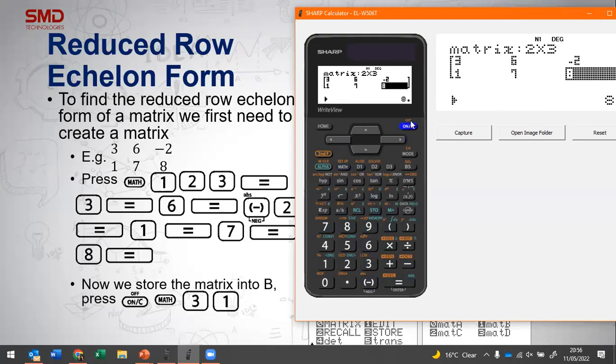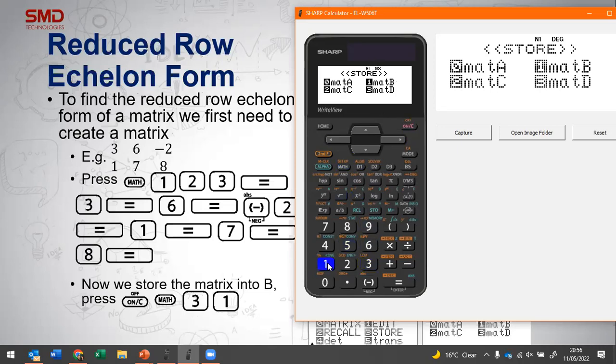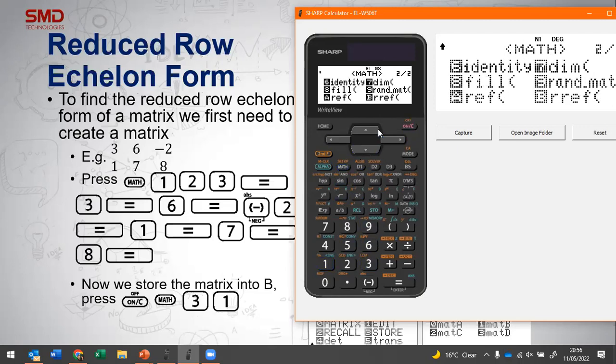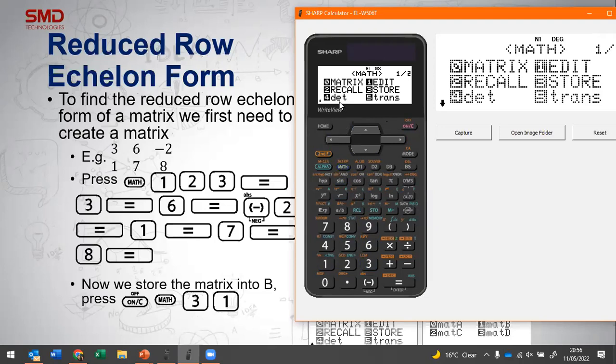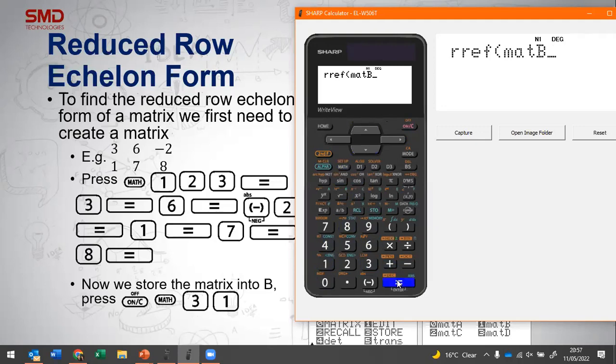So we're going to clear away our working because we can't store while the matrix is actually on the screen. So you'd say on, and then say math, choose 3, we'll store, and we'll store it into matrix B. Okay, then to get the reduced row echelon form, we would say math, press our down arrow key, and we got B. So again, we use that memory key B, which is the square root button. So reduced row echelon form. And then we would call our matrix B, which we didn't save into our D keys, unfortunately. So we'll go the long way around. And then we would say equals.